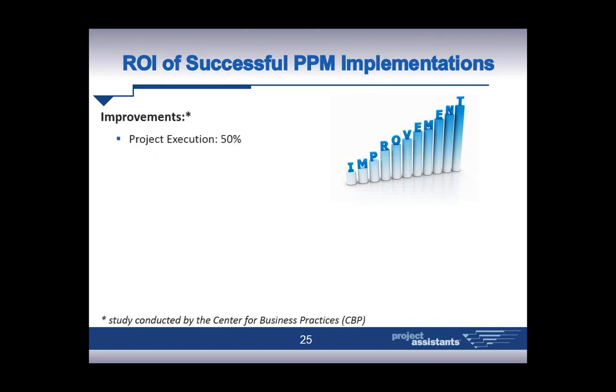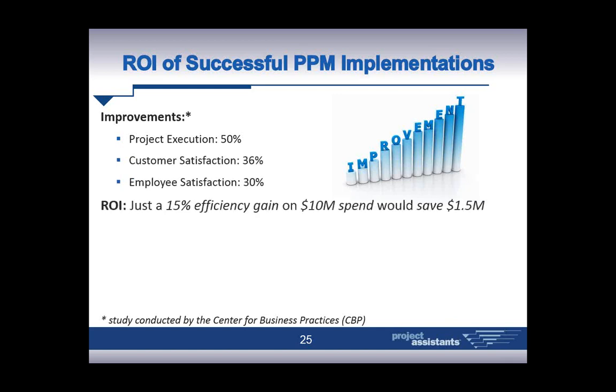Well, with a PPM solution that's successful, we'll typically see project execution improve by 50%. Customer satisfaction in the stakeholder land increases by 36%. Employee satisfaction even goes up, especially for project managers on the phone. You can appreciate this, right? Give me some support, give me some tools, give me some capability to actually do my job, which is to deliver on time, on budget, on spec. So even if we temper this down to a 15% efficiency gain, a $10 million annual portfolio spend would save $1.5 million a year, right?